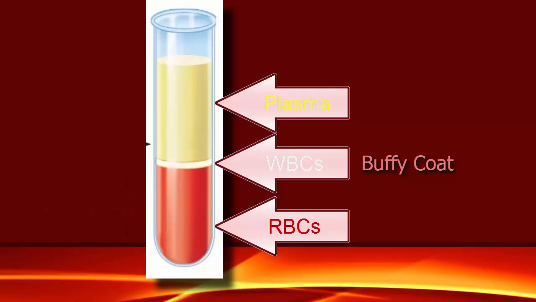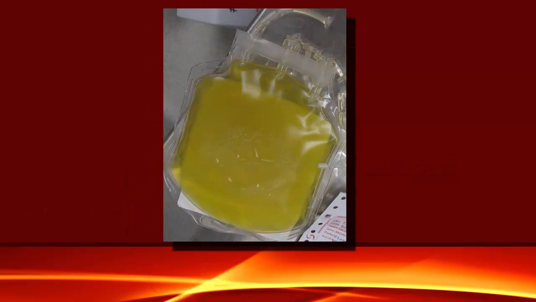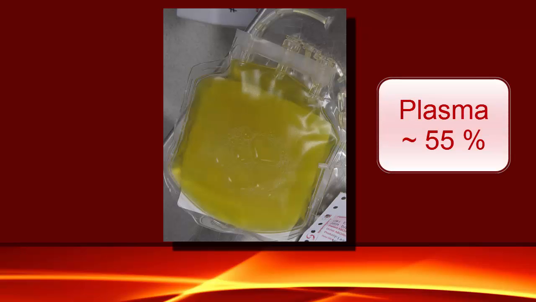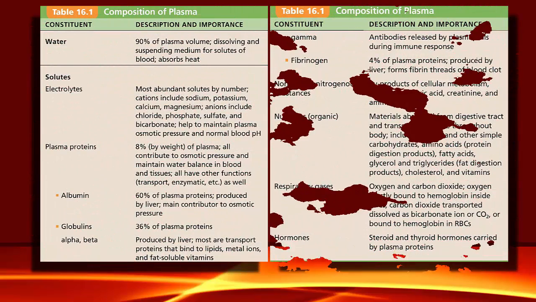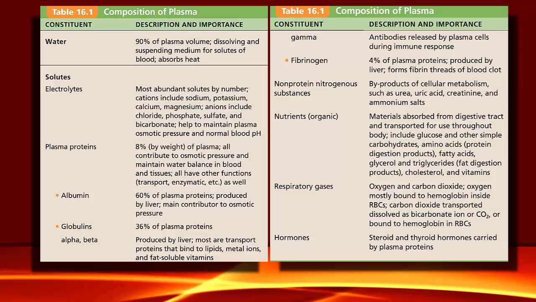So let's take a look at the fluid part of blood called the plasma. Plasma has over 100 different dissolved solutes within it, and we can think of it as a solute transporter. As you can see from this picture, plasma has a straw-colored appearance. And this table from your textbook summarizes the constituents of plasma. So please know what they are and the purpose that they serve.